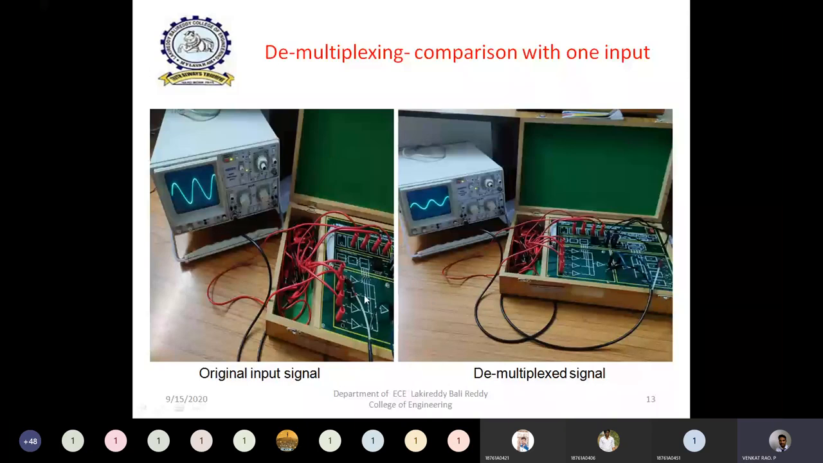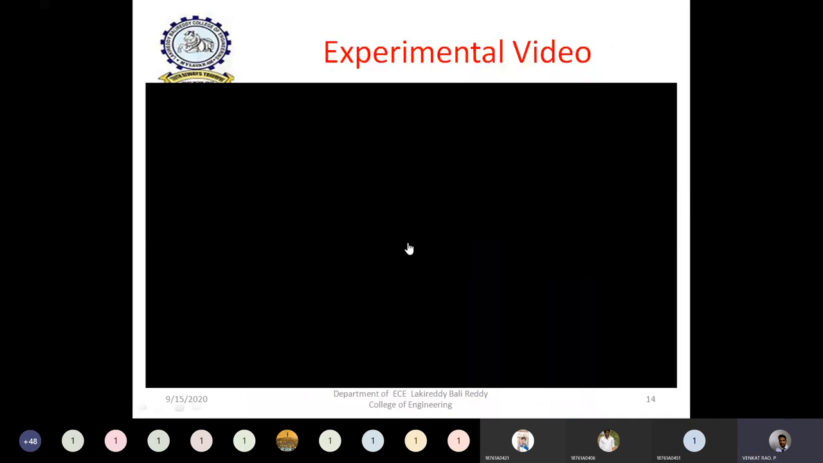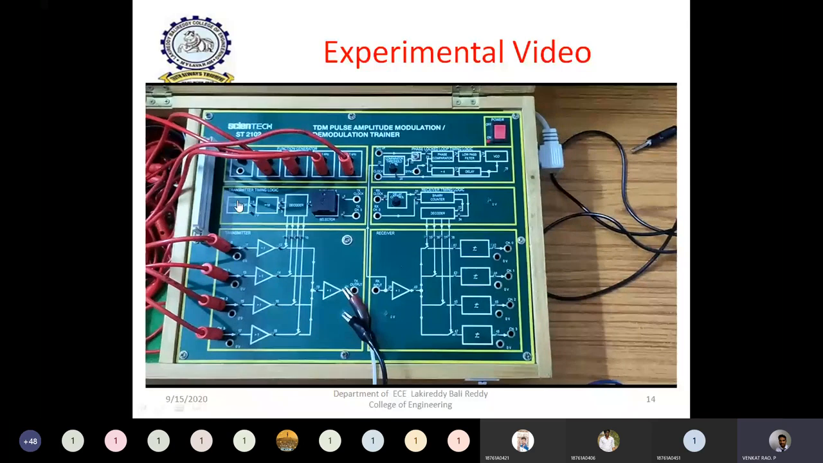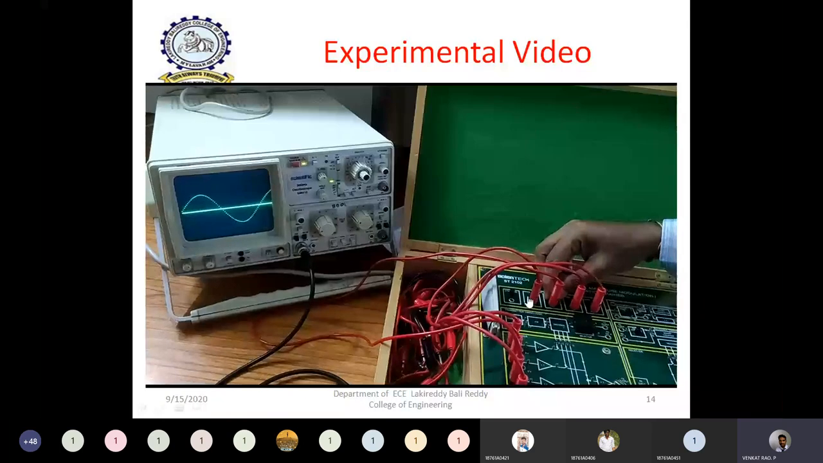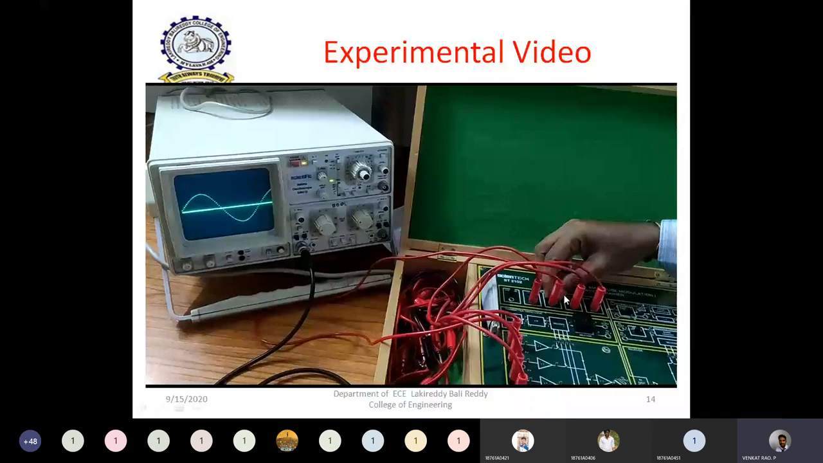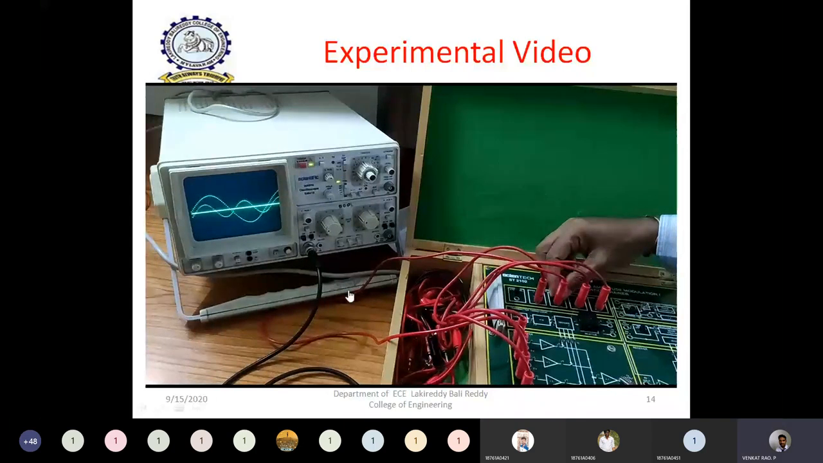What I have explained till now, you can see in the real-time video of the experiment in this video. Watch this carefully. This is the experimental kit, and we have taken the signals like this. Here, all of you observe, these are the 4 signals already connected to the inputs, and here this is the output pin. The output pin is already connected to the CRO probe.